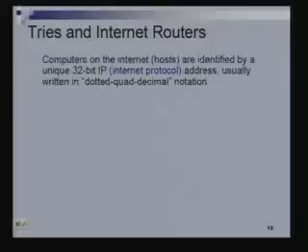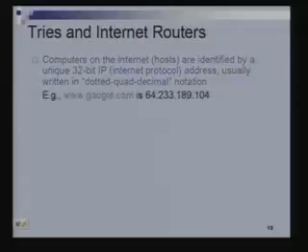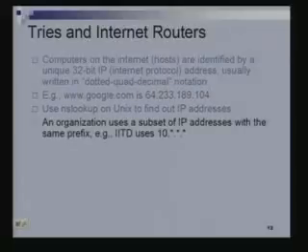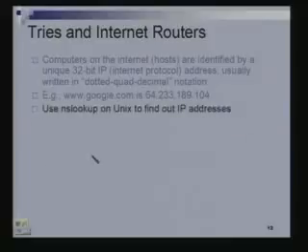Now you are all perhaps familiar that each node, each computer on the internet has an internet address, an IP address in internet protocol. It's a 32-bit number, right? And it's written in this kind of a notation. So google.com, I just checked, is something like this, right? Now what happens at a router? You can use a utility called NSLOOKUP in Unix to find out the IP address of any node that you want to.